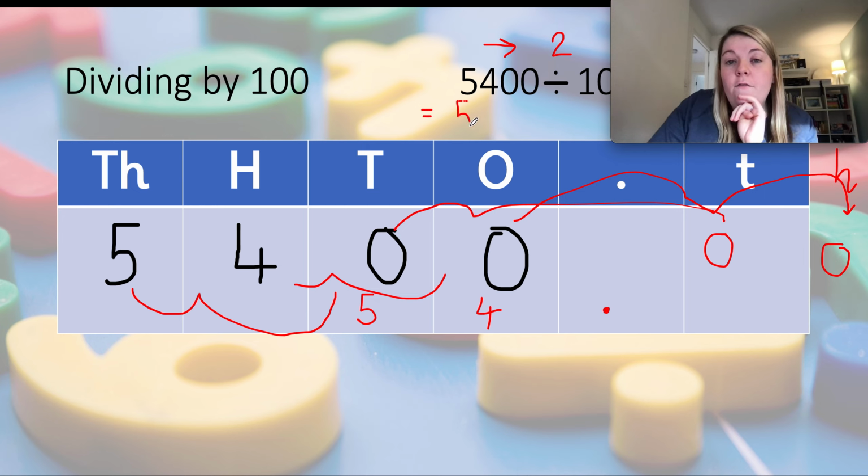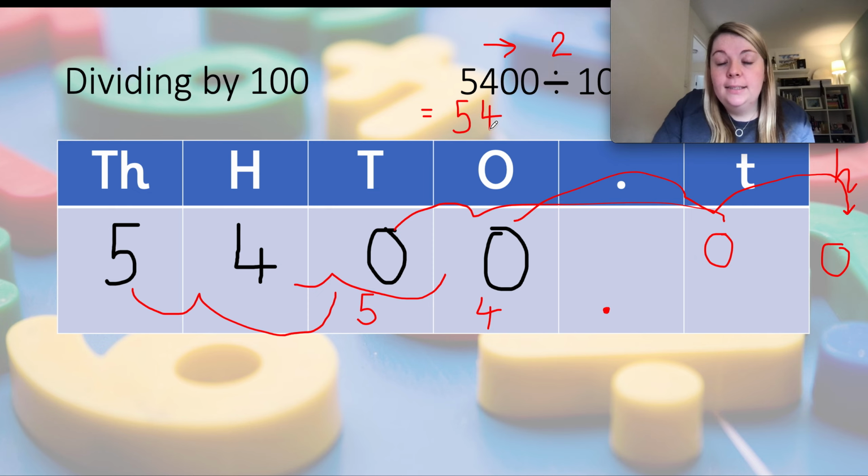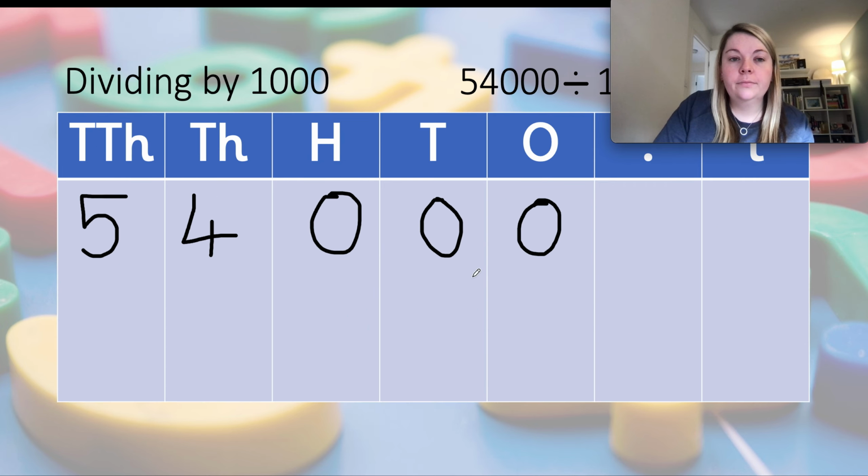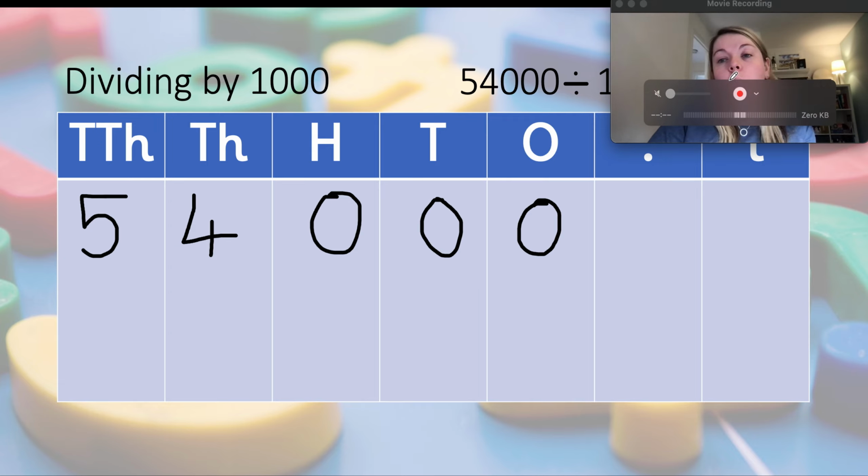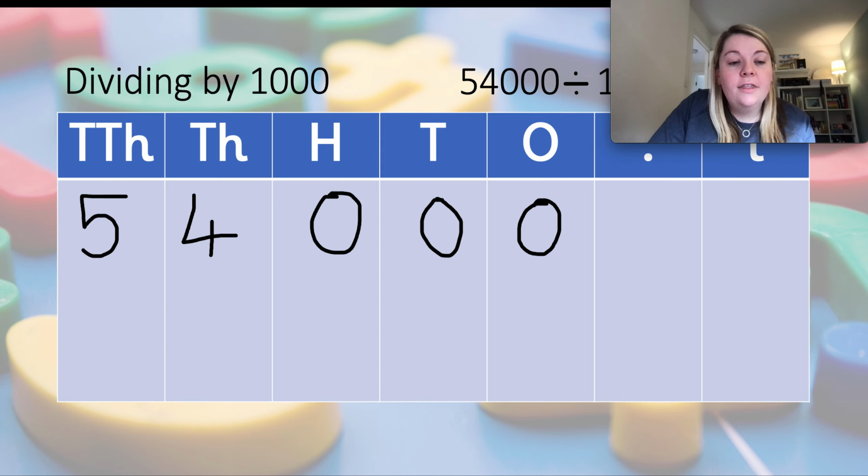So 5,400 divided by 100 is 54. This is correct because 54 times 100 is 5,400. Tricky. 54,000 divided by 1,000. So we are dividing by 1,000.